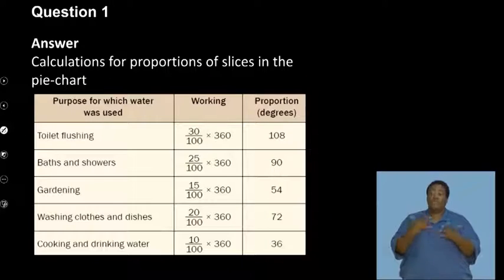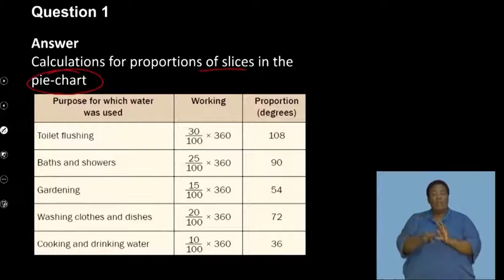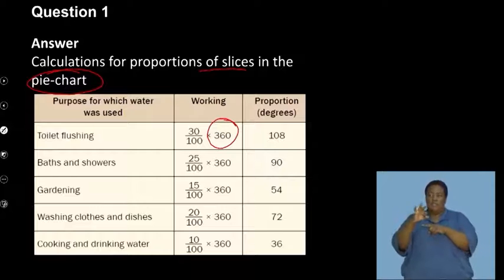So the calculations for proportions for each slice are shown in the pie chart below. Remember that it is important for us to first, because this is given to us in a percentage, work that out as a proportion out of 360. So remember that there was 30% used for flushing, so that's 30 divided by 100 times 360, and that gives us a value of 108.